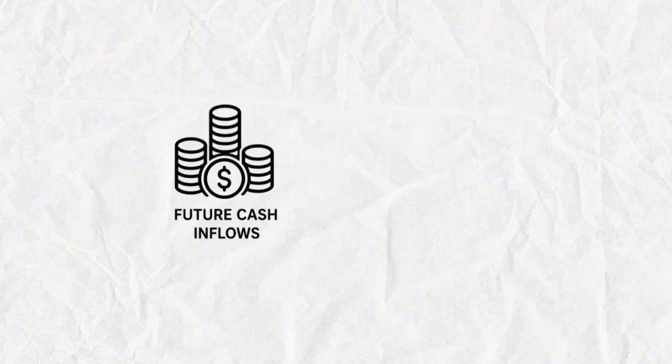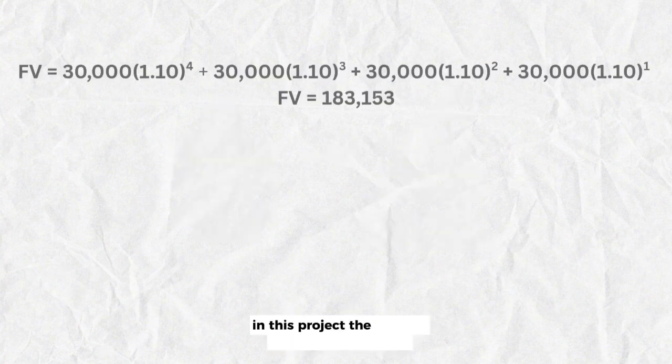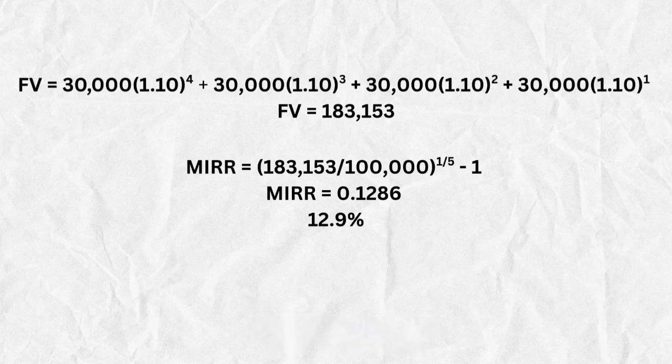Another useful method is the Modified Internal Rate of Return, or MIRR. Unlike IRR, MIRR assumes that future cash inflows are reinvested at the company's cost of capital. In this project, the MIRR is approximately 12.9%.